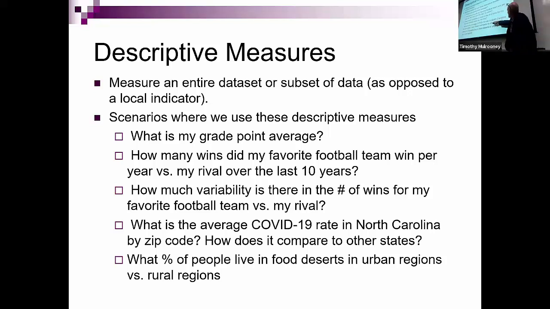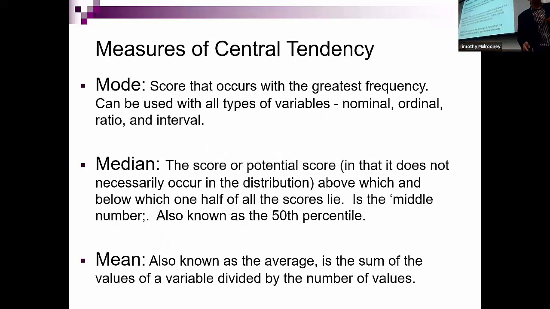All right, what's the average COVID rate in North Carolina by zip code? How does it compare to other states? And then what percentage of people live in food deserts in urban regions versus rural regions? And we're going to look at the paper here, and part of reading number 1 will look at that specifically.